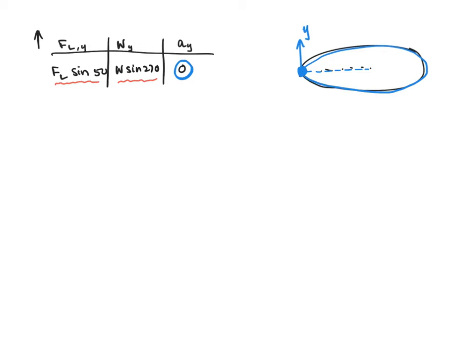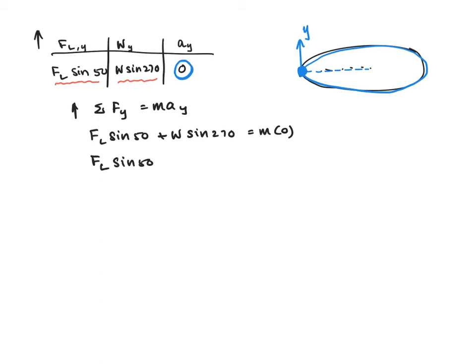So I am going to use Newton's second law. Sum of Fy equals mass times Ay, and FL sine 50 minus, actually let's say W sine 270 equals mass times acceleration 0. So you have FL sine 50, and W is mg, and sine 270 is minus 1, that equals 0. So if I rearrange the equation, you will get FL equals mg divided by sine 50.